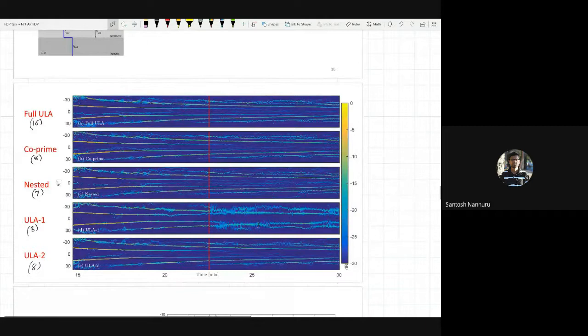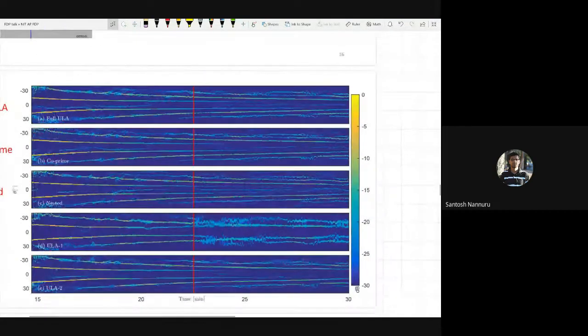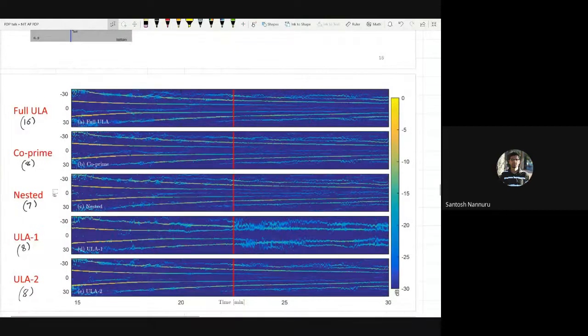Okay. Whereas if you see coprime and nested array results, when you zoom in, they are very similar to what the full ULA was giving. So I am able to reduce the number of sensors and still process actual acoustic sensor data from ship experiments. So it's actual experimental data processing, and it seems to work pretty well.